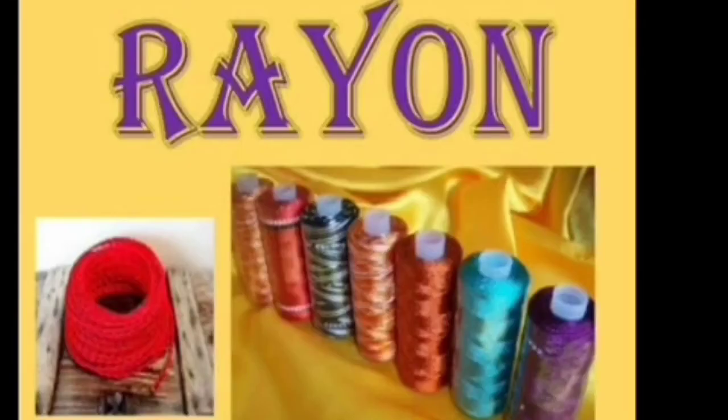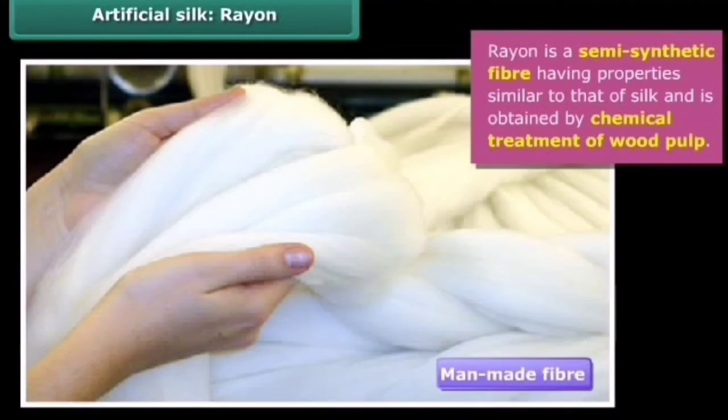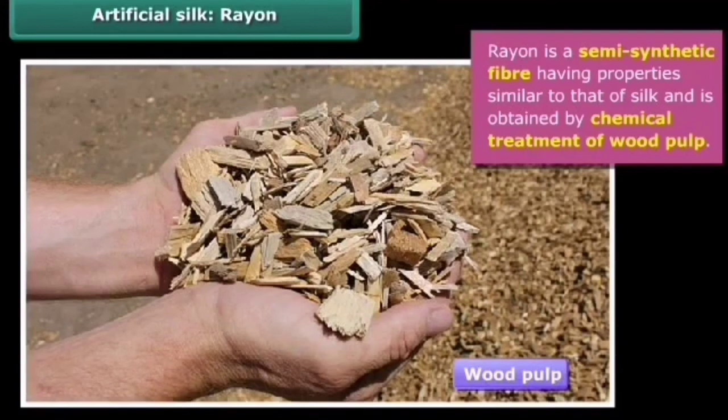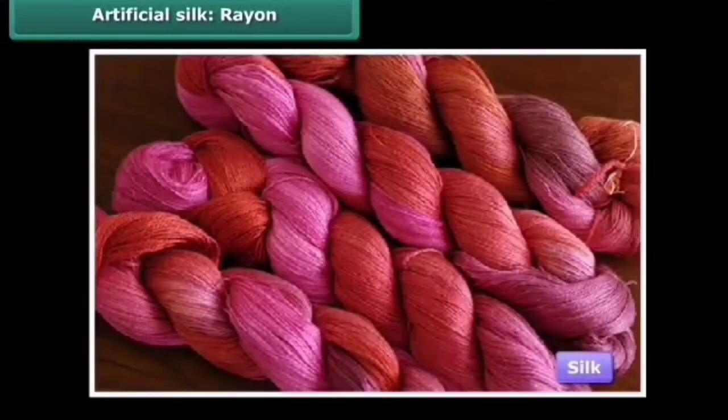The first synthetic fiber is rayon. Let us see its properties. It is a man-made fiber obtained by the chemical treatment of wood pulp, which is a natural resource. Rayon is also known as artificial silk. It is cheaper than silk. Its properties are similar to that of silk.